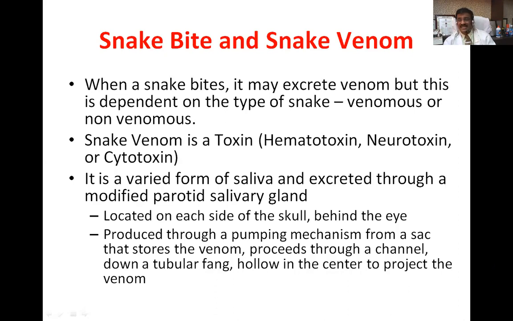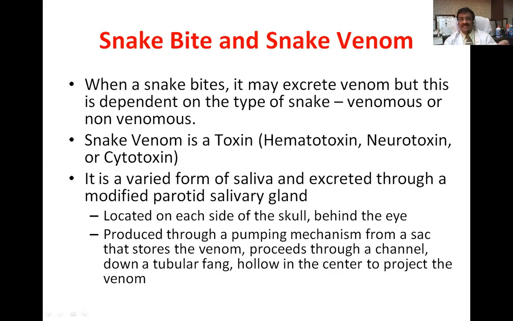The snake venom is always toxic, and the toxicity differs on the species of the snake. It can be hematotoxic, it can be neurotoxic, it can be cytotoxic, it can be myotoxic. And this venom is nothing but one form of saliva, and it is excreted through a modified parotid gland. Like human beings also have parotid glands, and they produce saliva. Saliva is a digestive juice. There are other juices in human beings. Similarly, this venom is a digestive juice of that snake.